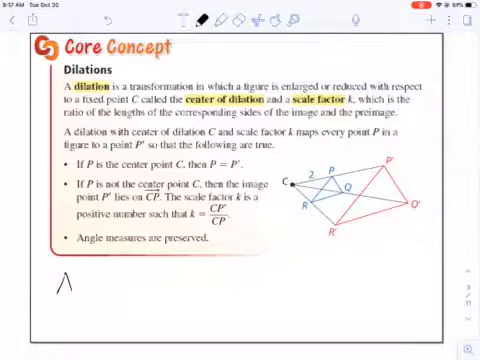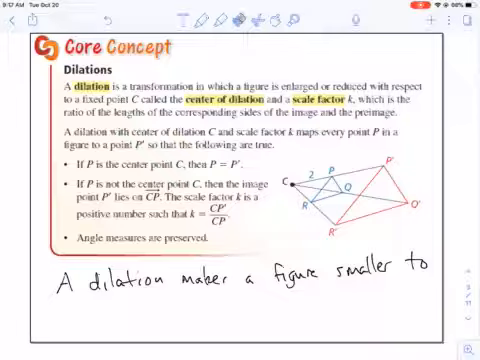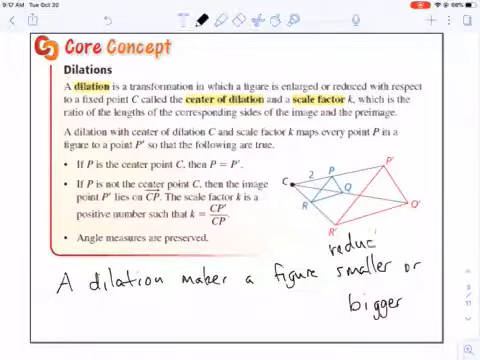A dilation makes something bigger or smaller. And we usually use the word figure to describe the picture. Now, if it makes it smaller, we call it a reduction. If it makes it bigger, we call it an enlargement.